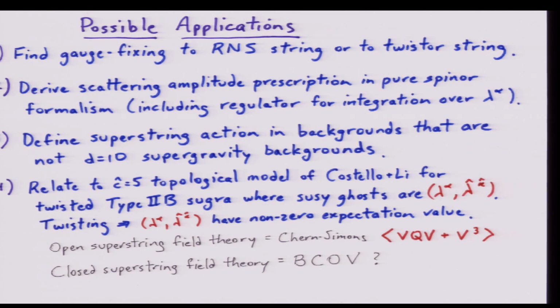There's a recent paper by Costello and Li in which he showed that for C hat equals 5, there's a BCOV, or Kodaira-Spencer theory, which is related to this twisted type 2A supergravity. And perhaps one might be able to, using this method, generalize it to the full closed superstring. Okay, so I'll stop.